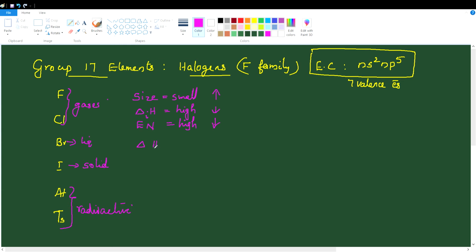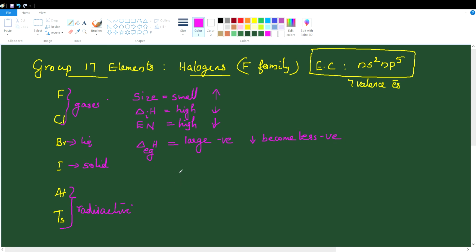Electron gain enthalpy, ΔegH, energy released during electron gain process. Because of this electronic configuration, they have strong tendency to gain one more electron and attain the stability of octet electronic configuration. That means ΔegH value of halogens are large and negative. They release large amount of heat on electron gain. Down the group, ΔegH value decreases, means becomes less negative.